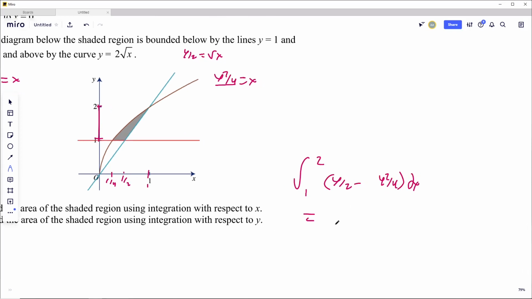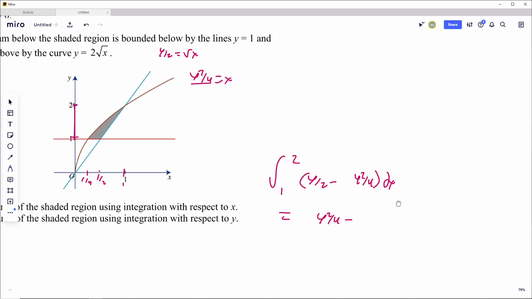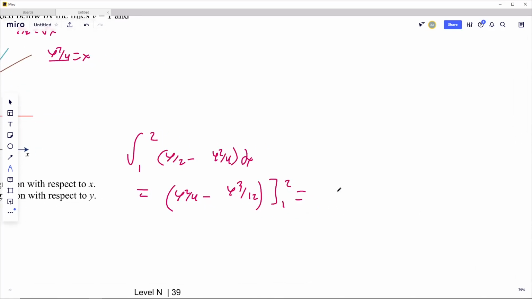And this is nothing but, let's integrate. So y squared over 4, divided by 2, by the way. And this is y cubed over 3 times 4, that's 12. And this is from 1 to 2. Also, it's nicer. You can see it's one integration. It's so easy, so nice. No stupid square roots, no nothing.